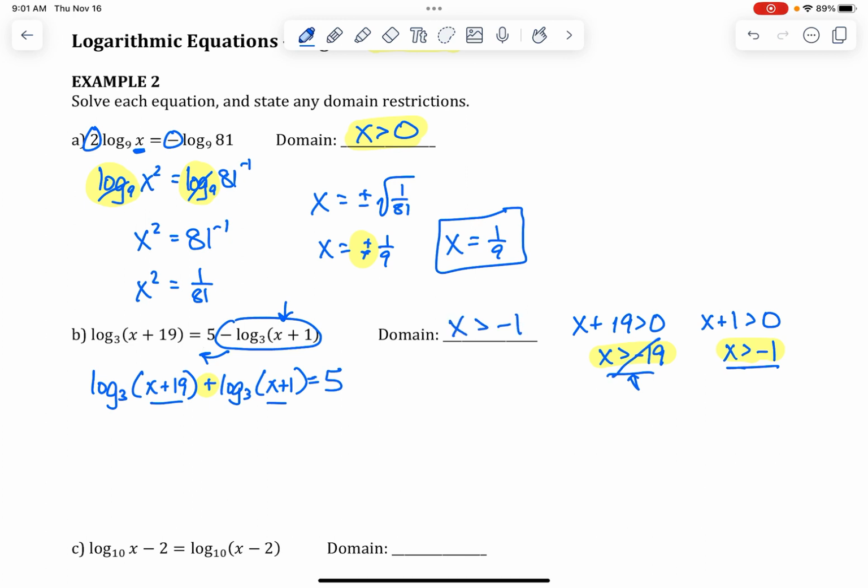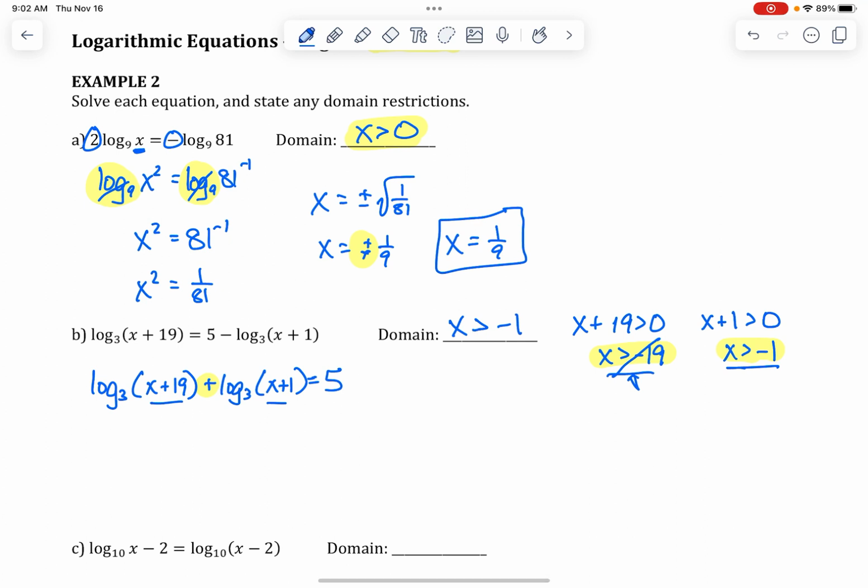Okay, so the idea is it has to be applicable to both logs, and a value that's less than negative 1 will work here, but not here. So you have to make sure it works for both scenarios. Again, worst case, you can always plug in your answers at the end and see which ones work.